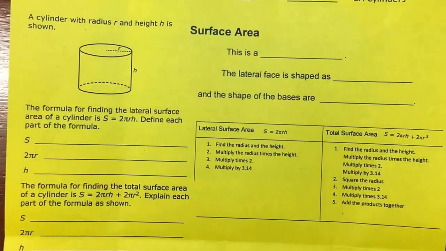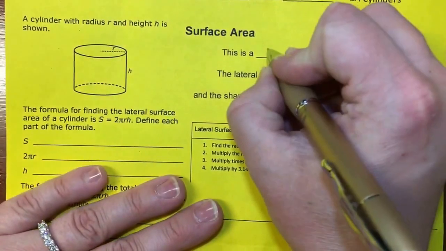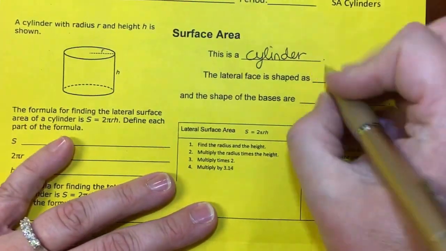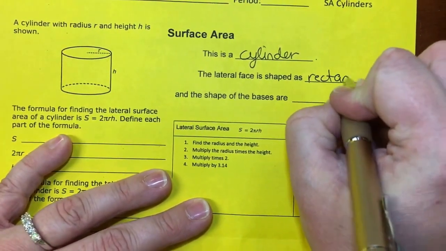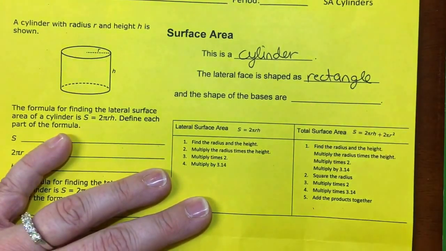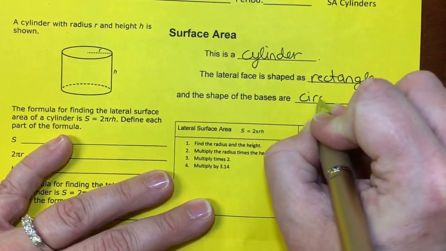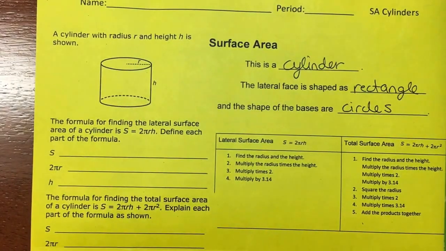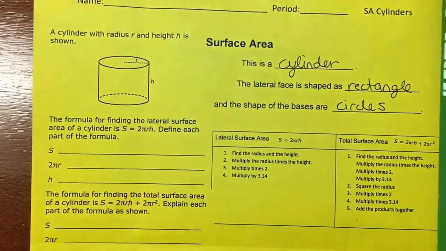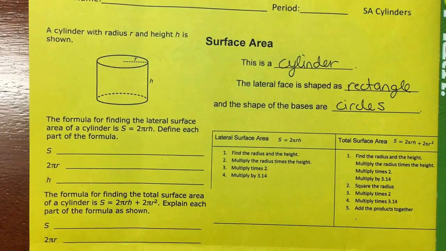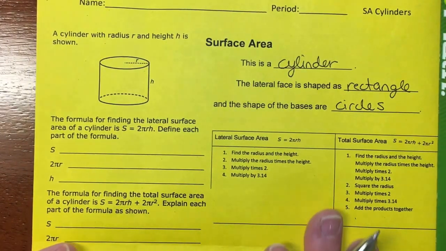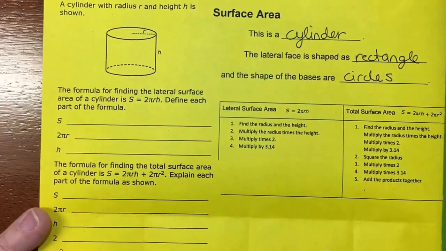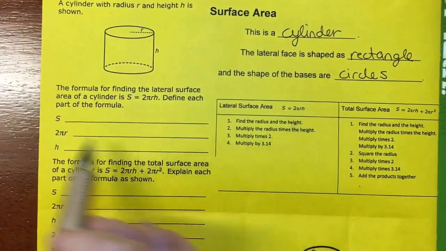All right, so our shape is the cylinder. The lateral face of the shape is a rectangle. If I unfold this cylinder, it's a rectangle. And the shape of the bases are circles. So the only thing I need to know to fill out the surface area formulas is the radius and the height. All right. So just because this formula looks a little bit more confusing, we're going to go over a few things. It's really not, but I'm just going to explain the letters in the formula.